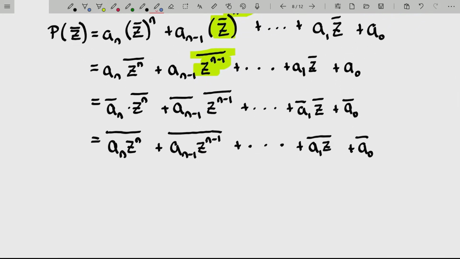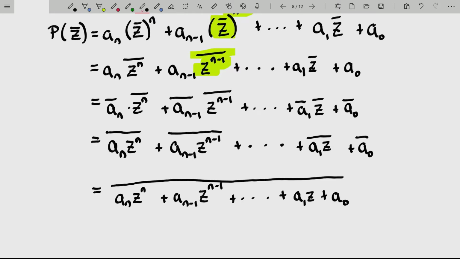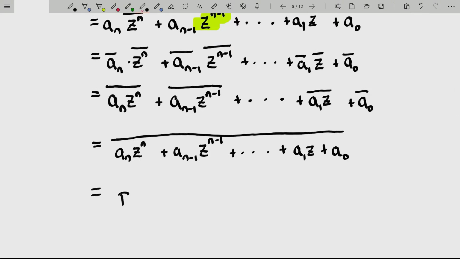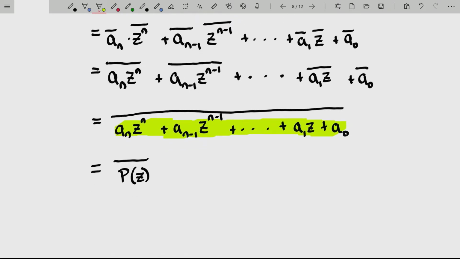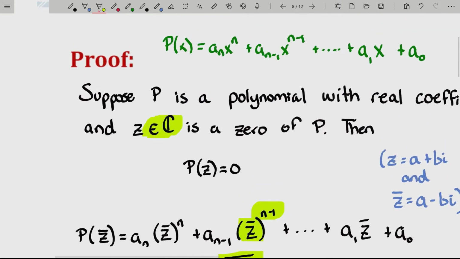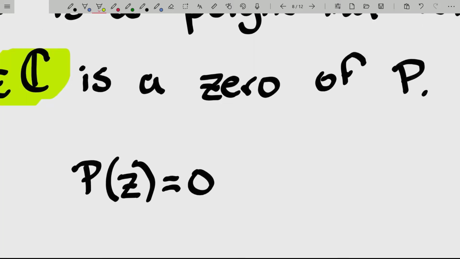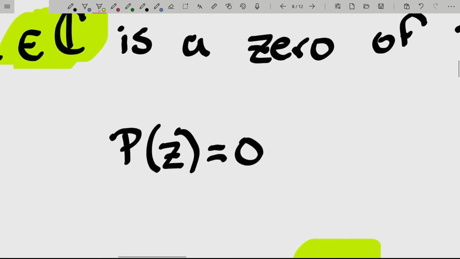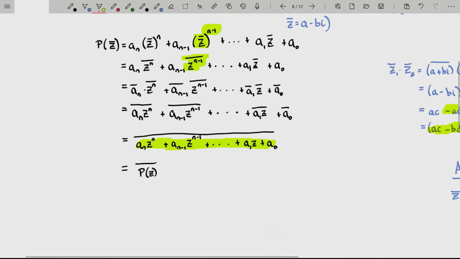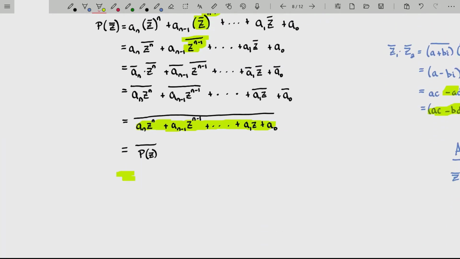So here's a sum of a bunch of conjugates. Let's go ahead and write them as a conjugate of all those sums. There you go. But that is the same thing as p of z conjugate, isn't it? All this polynomial on the inside, that's p of z. And then you're taking its conjugate. But didn't we just say at the very beginning that z is a 0 of p? That is, p of z, whenever we see that picture, we can replace it with 0.